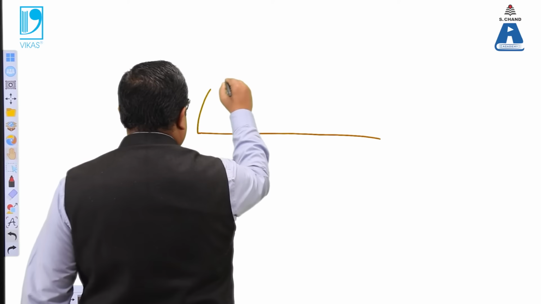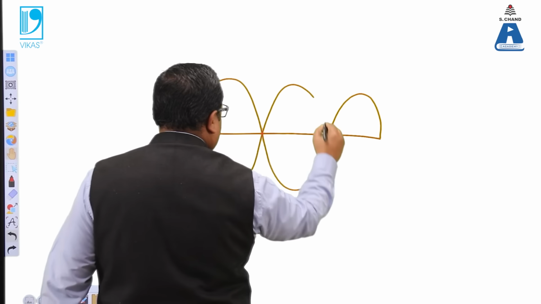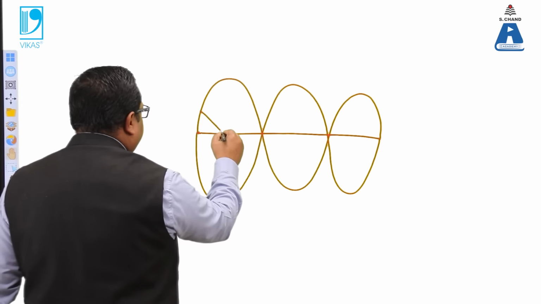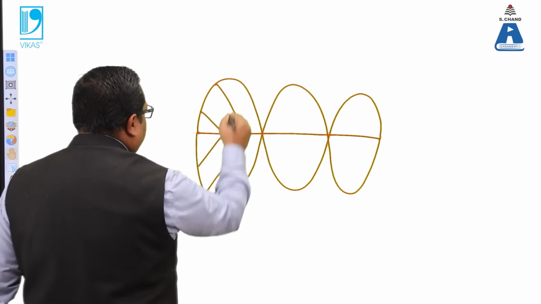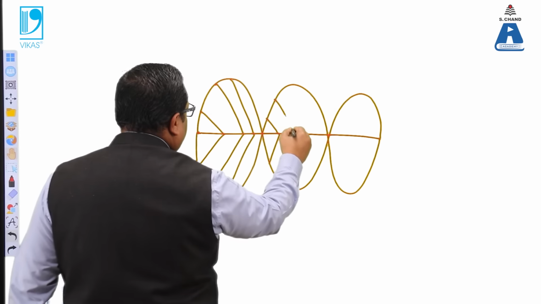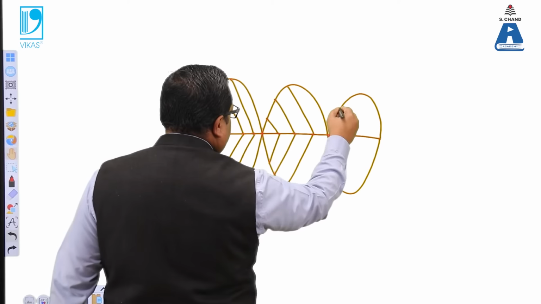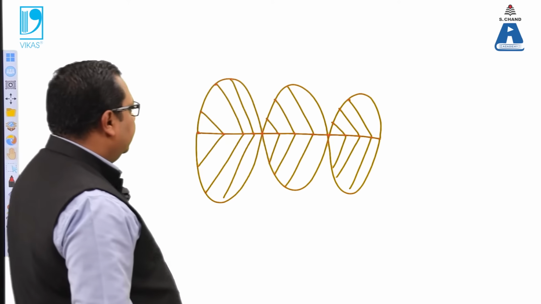So, this is the one particular wave. If this is E, this is the magnetic. One is the electric, one is the magnetic. Again, one is the electric, one is the magnetic, like this. Right. So the electric wave and the magnetic wave, they are perpendicular to each other.